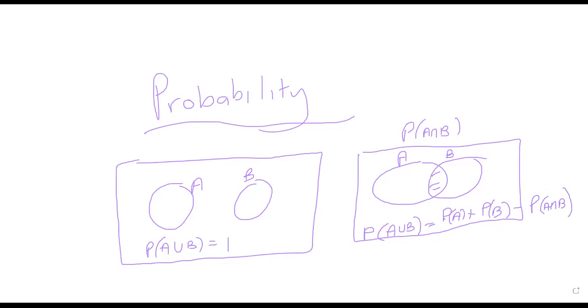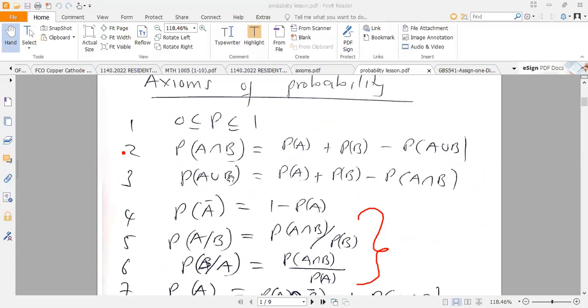So we are on axiom number 2. The union set of A and B is probability of A plus probability of B, subtract the intersection of A and B. The complement means what is outside. So the probability of the complement of A is equal to 1 minus probability of A. The complement of A means what is outside A. So if A is 20%, the complement of A is 80%.